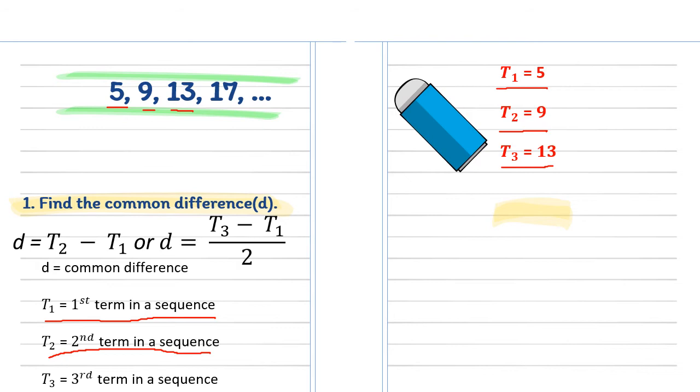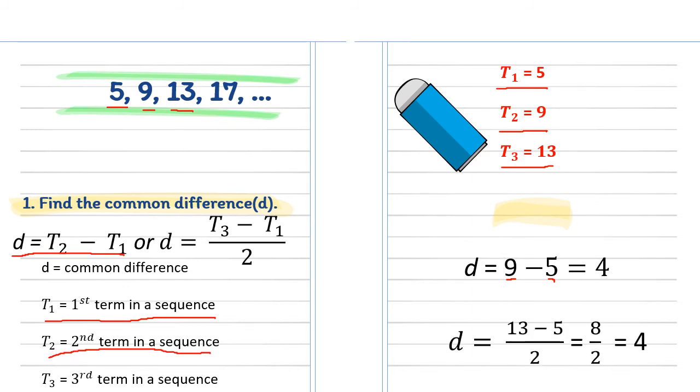Next, substitute the values of t₁, t₂, and t₃. So we have, let's use this one: d = t₂ − t₁. So d is equal to 9, or the t₂, minus 5, or the t₁, is equal to 4.